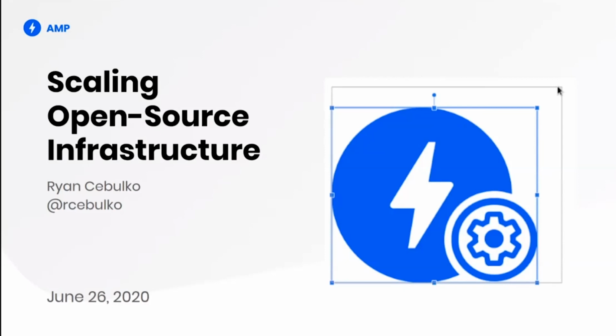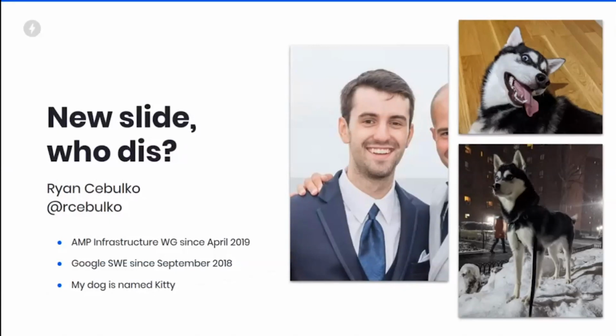Today, I'm going to be talking about some of the challenges that we have faced on the AMP project, scaling our open source infrastructure, how we addressed some of those challenges, and some of the key takeaways that can be generalized to other infrastructure teams on other projects.